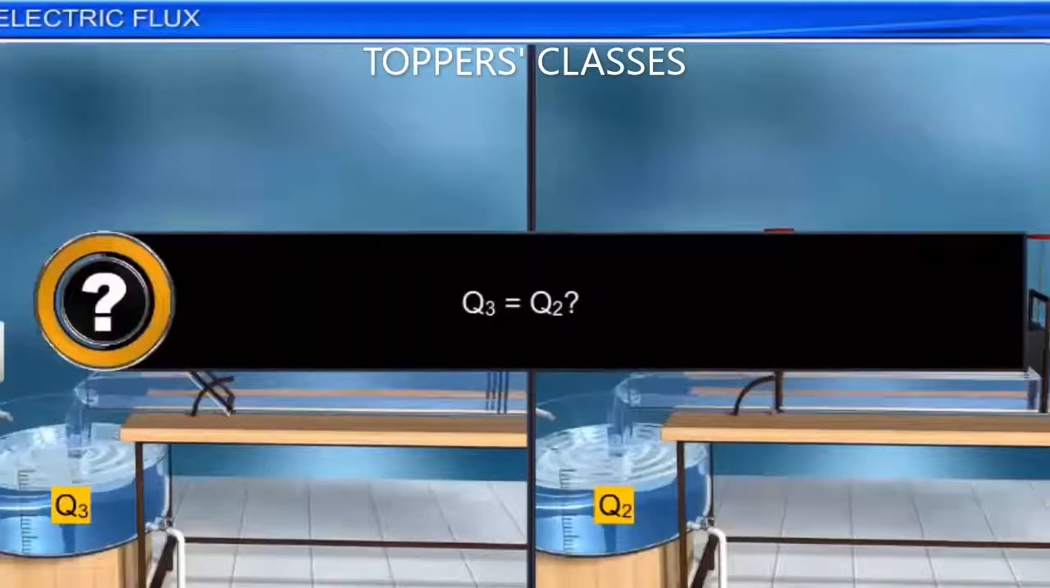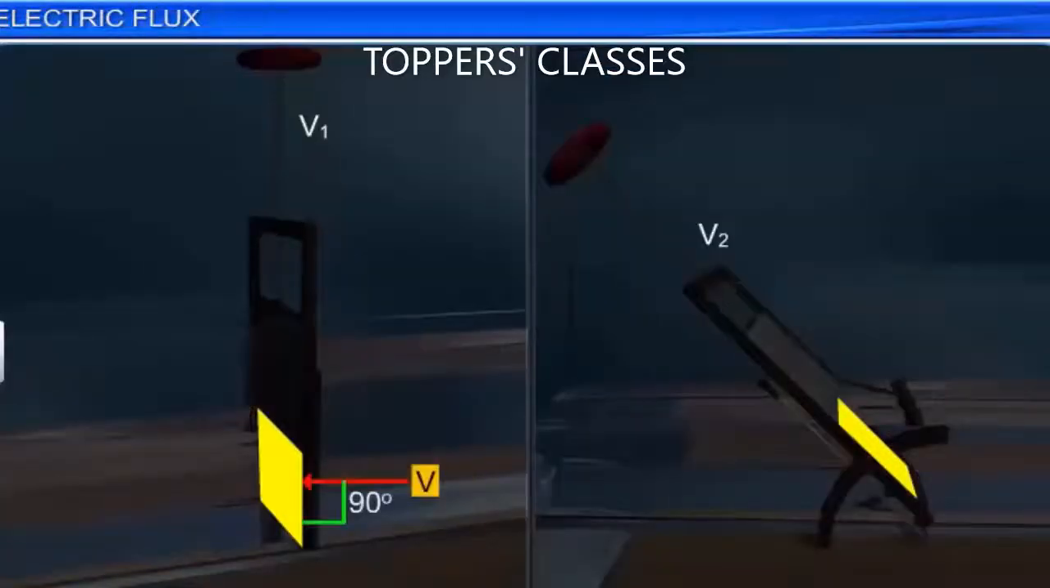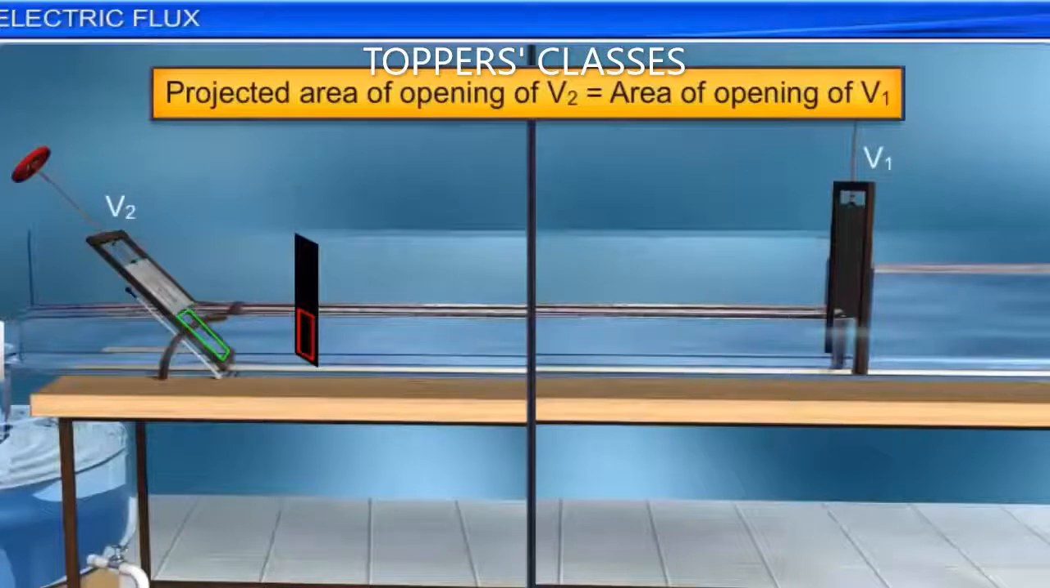Why is Q3 equal to Q2 when the area of opening of the two valves is different? This is because the area of opening of V2 is more than that of V1. V1 is kept perpendicular to the direction of flow of water, whereas V2 is kept at an angle to the direction of flow of water. The projected area of opening of V2 taken on a plane, which is perpendicular to the direction of flow of water, is equal to the area of opening of V1 that is kept perpendicular to the direction of flow of water.